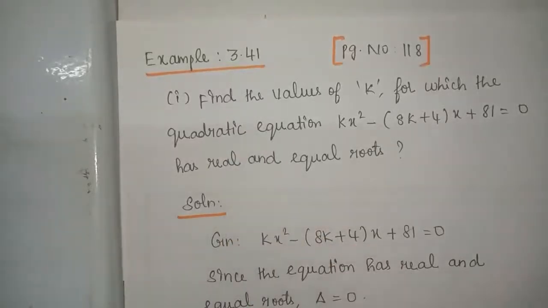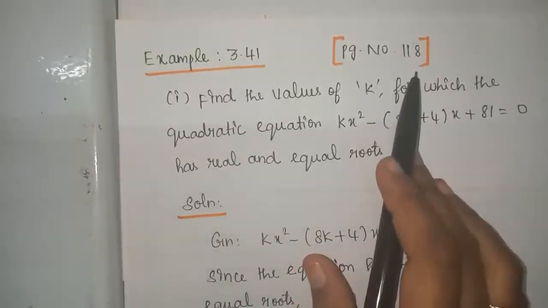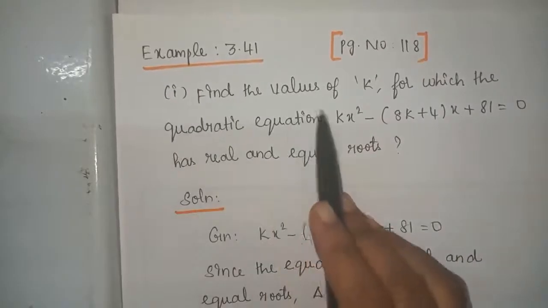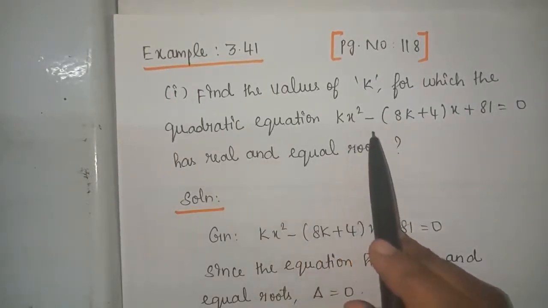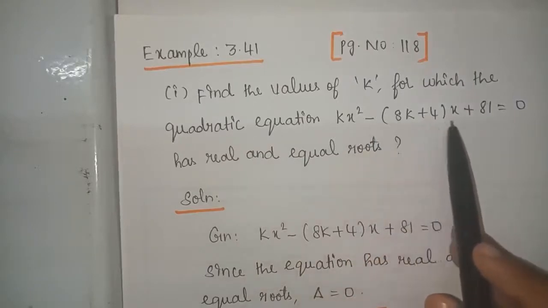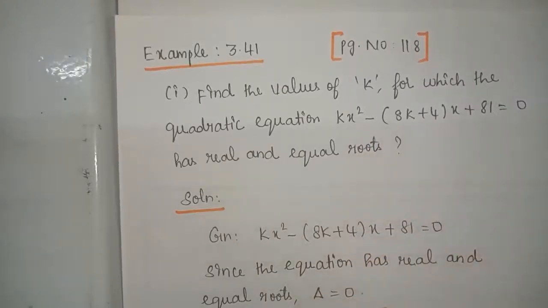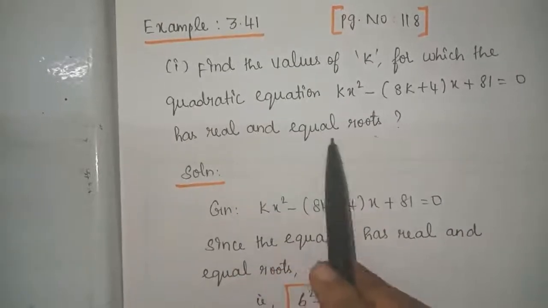Example 3.41, which is on page number 118. First subdivision. Find the values of k for which the quadratic equation kx² − (8k + 4)x + 81 = 0 has real and equal roots.